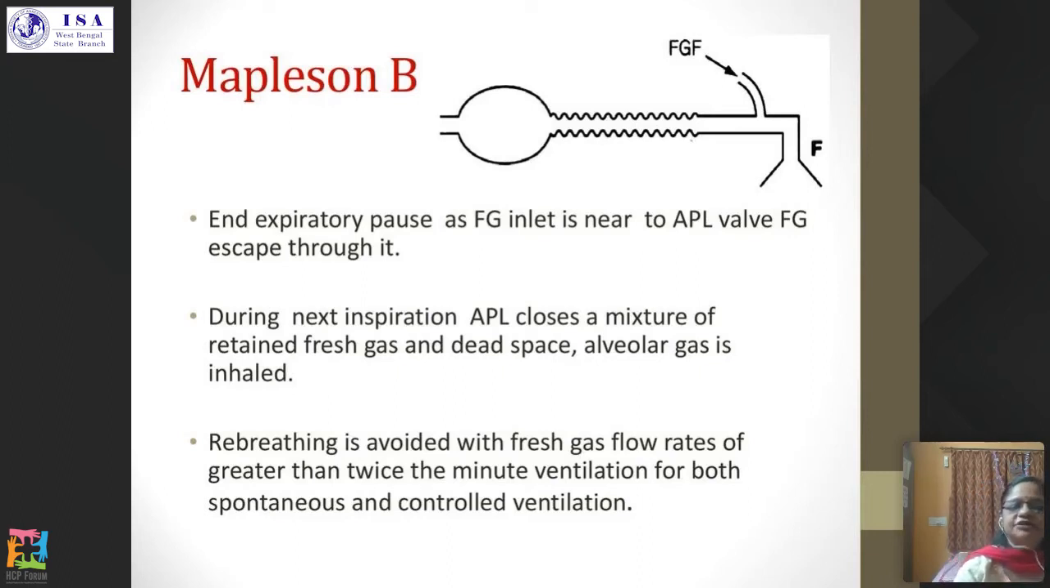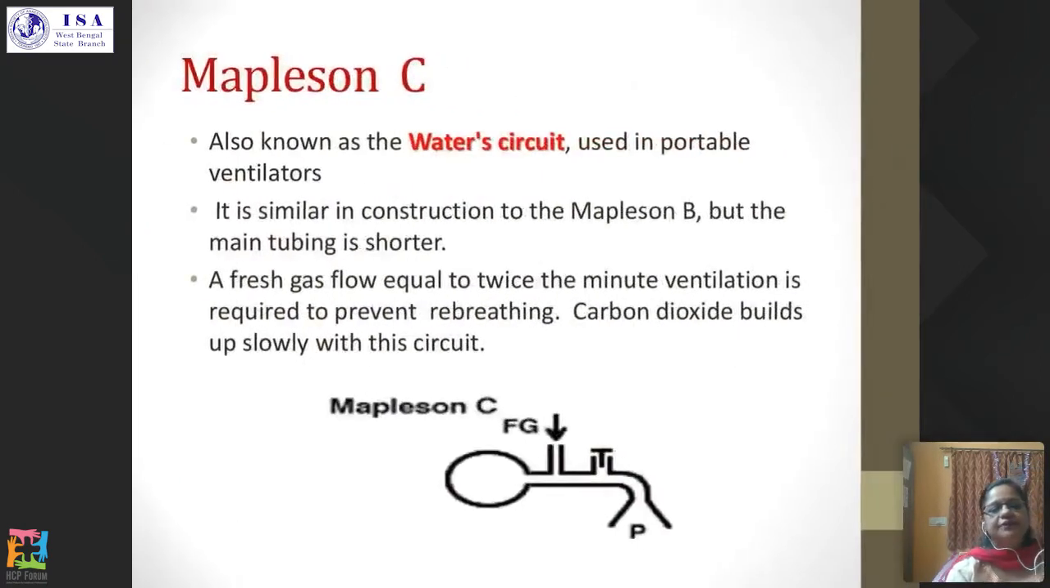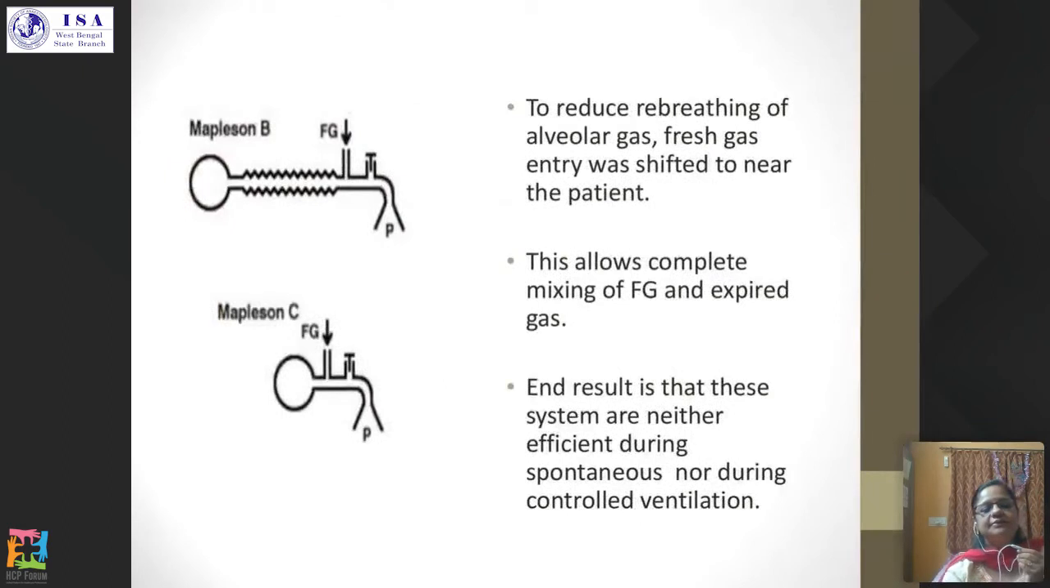Rebreathing is avoided with a fresh gas flow rate of greater than 2 times the minute ventilation for both spontaneous and controlled ventilation. Next is Mapleson C. It is also known as the water circuit. It is almost similar to Mapleson B, but the main tubing is shorter. A fresh gas flow equal to twice the minute volume is required to prevent rebreathing, and carbon dioxide builds up slowly in this circuit. So it is very common to cause CO2 retention and rebreathing.